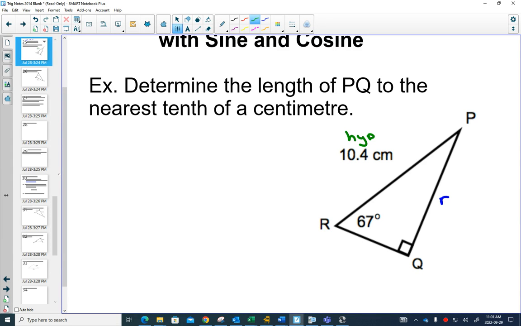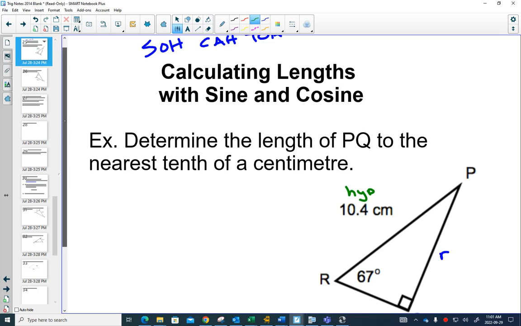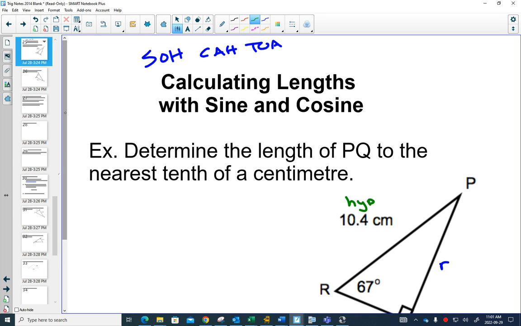And then you can decide, based on the angle that you have, whether you're going to use sine, cosine, or tangent. So I have the angle here. I know the hypotenuse. I'm going to scroll up so we can see the SOHCAHTOA. The r, compared to this angle, is the opposite of that angle. So we need to use sine because we want to find the opposite.